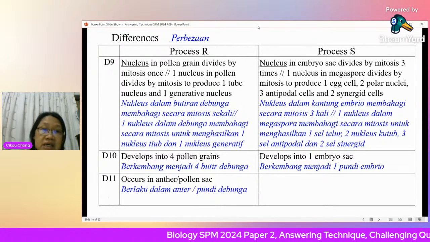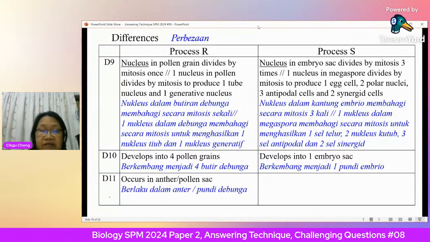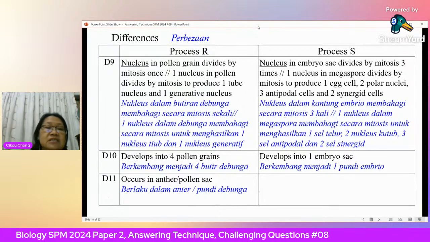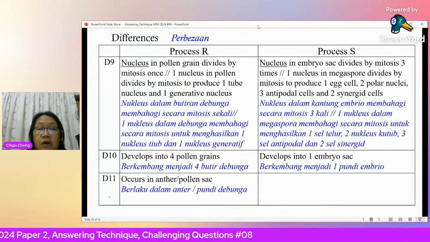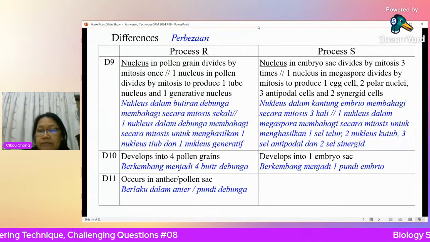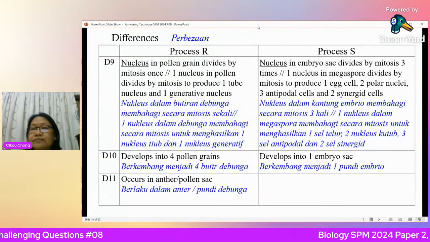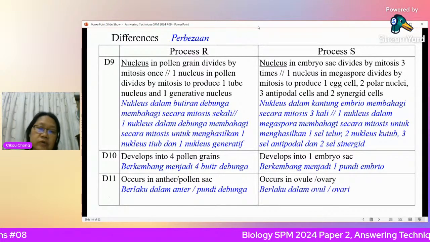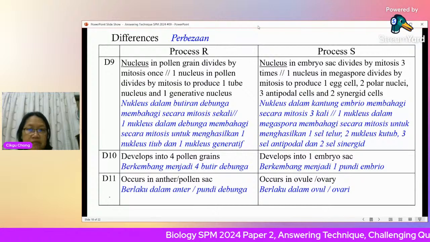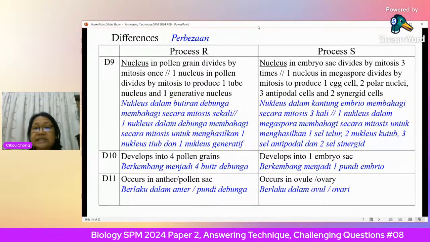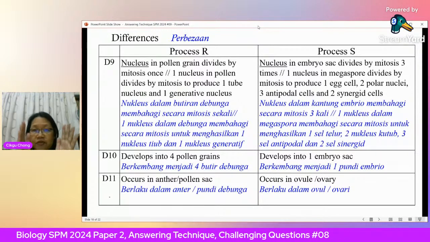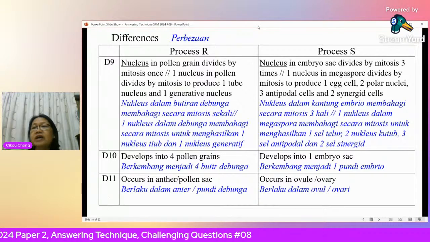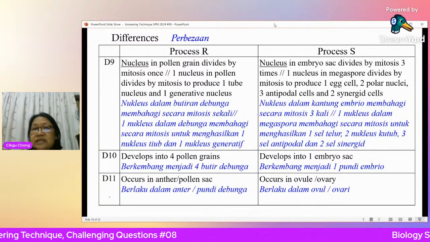So where does it occur? Where does this process occur? Everything is talking about the process. It occurs in the anther or in the pollen sac. Okay, that is the male part. Whereas for the female process, it occurs in the ovule or in the ovary. Okay, so you see the difference very clearly if you write in table form. Okay, so it's quite easy if you get all your points.